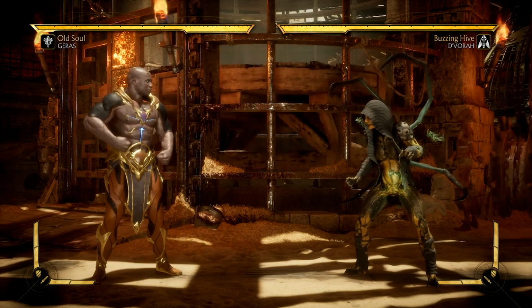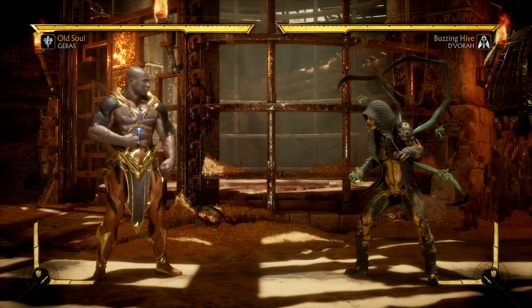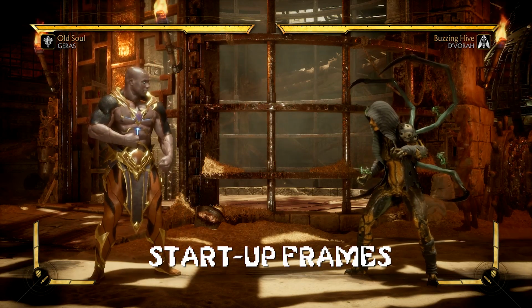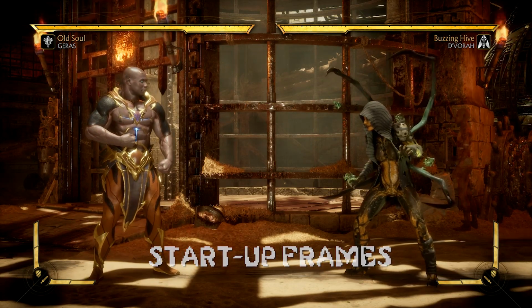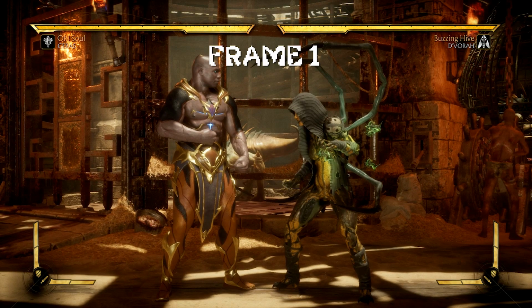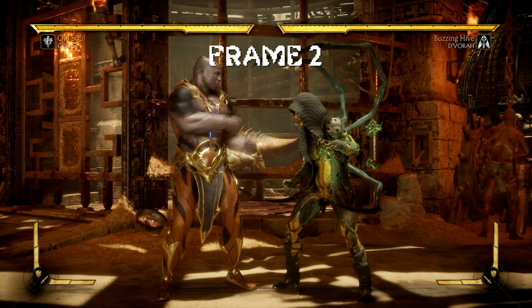Before we talk about anything meta-related, let me give you the too long didn't read version of each section. Startup frames is how long it takes for an attack to actually come out. Using Geras' standing 1 as an example, it takes 7 frames for the standing 1 to become active.